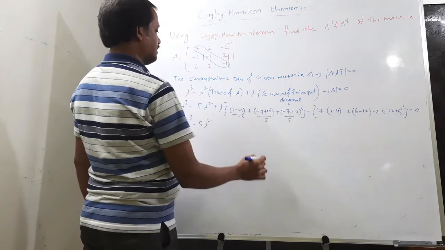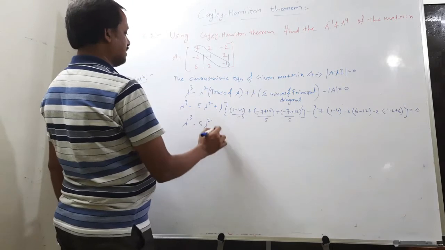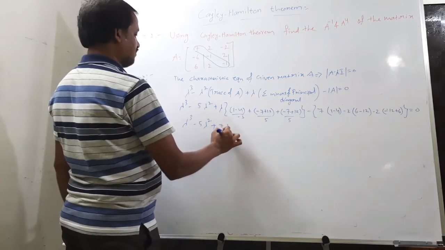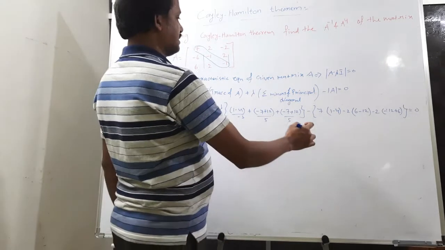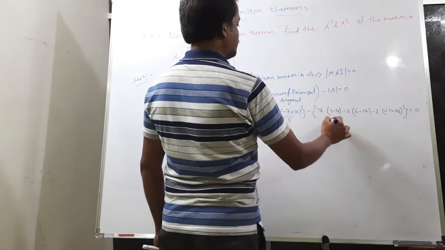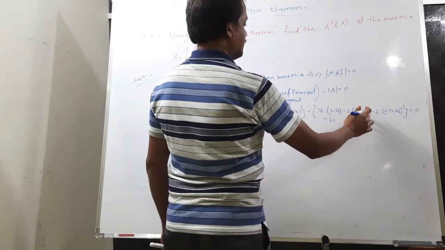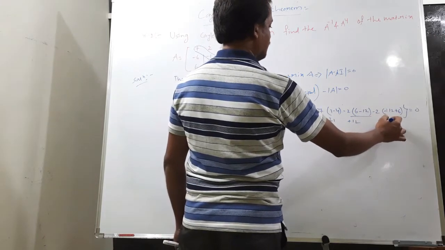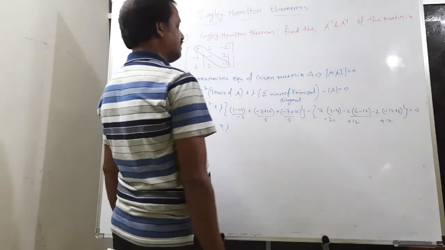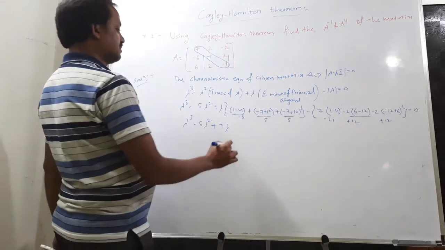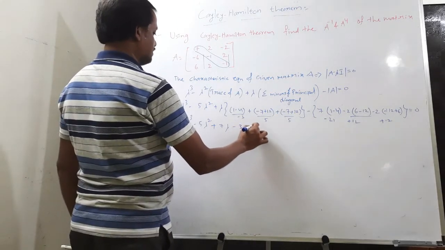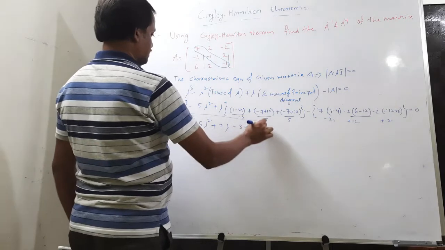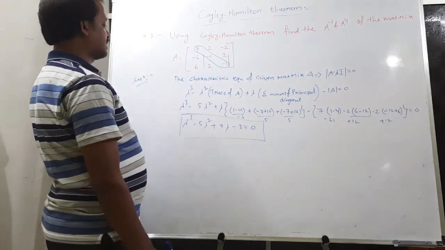5. So 10 minus 3 is 7, 7 lambda. Here the determinant is minus 3. So minus 21. This quantity is minus 6, so plus 12. Here also plus 12. So 24 minus 21, 3. So here minus 3 is equal to 0. So this is the characteristic equation.